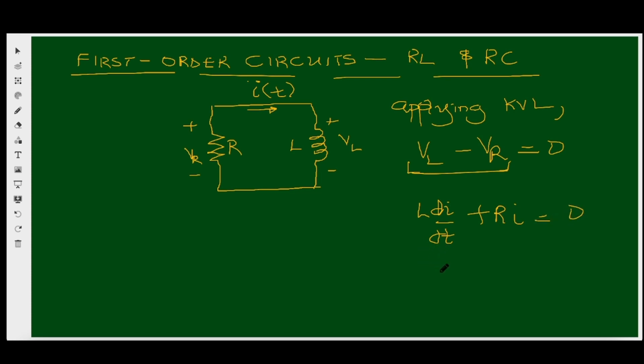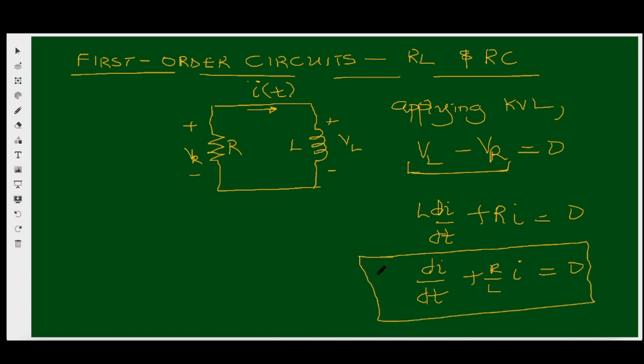Dividing both sides by L, what do we have? We have di/dt plus (R/L)i equals 0. This is a first order differential equation, and of course we are going to use first order differential methods to solve it. If you look at this very well, the easiest way to solve it is to apply the separation of variables method. So you have to separate the variables and we integrate the results.